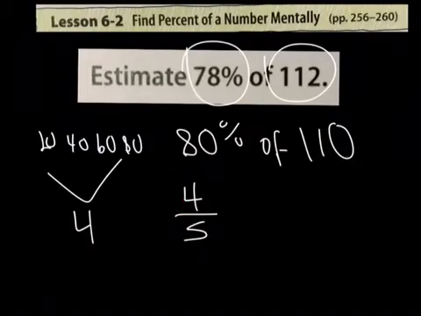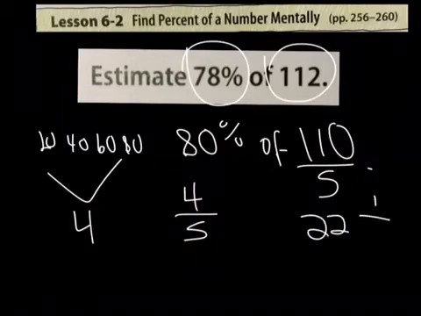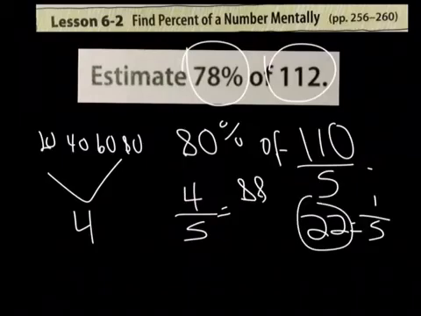Can 110 be divisible by 5? Yeah, it can be, right? Because I want to find 4 of them. It can be because it ends in 0. So when I divide this by 5, I get, let me see, 22, right? I get 22 of them. 22 would be only 1/5, right? Okay, there it is. 1/5. I need 2 of them, so it would be, no, not 2 of them. I need 4 of them. So this multiplied times 4 is going to be about 88. Okay, about 88. Now that's an estimate.